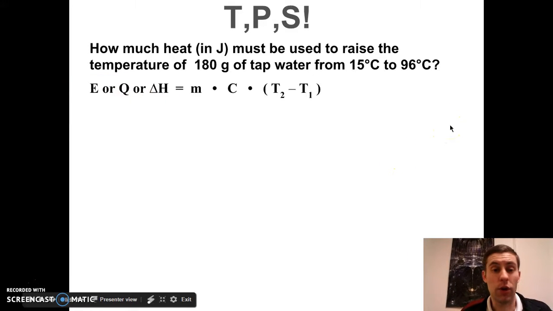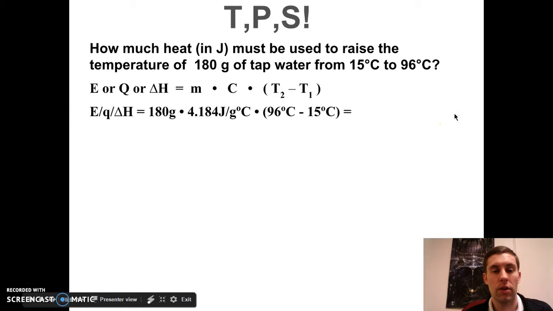So E or Q or delta H, any one of those, is going to equal MC delta T, which means the change in temperature, T2 minus T1. So our mass is 180 grams from the question. C is the specific heat of water, which I gave you on the last slide, or it's on the back of your periodic table, or you can Google a chart of them also.